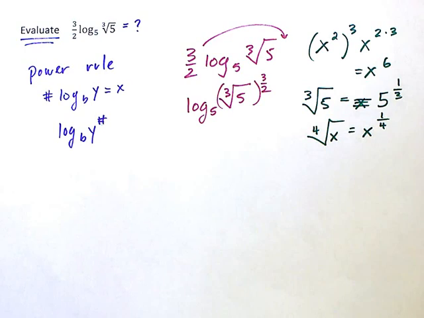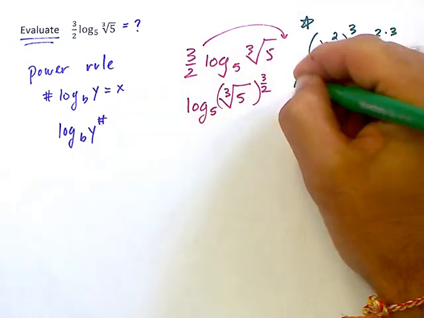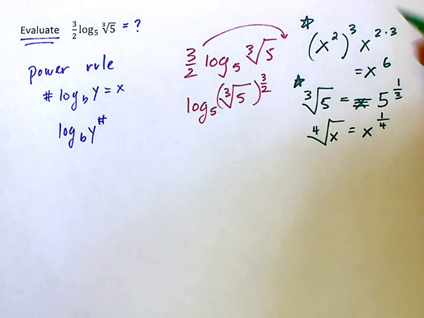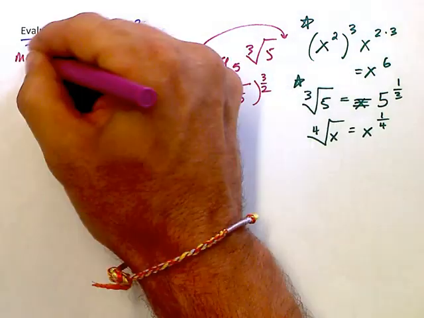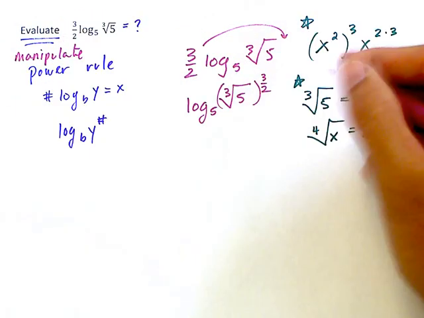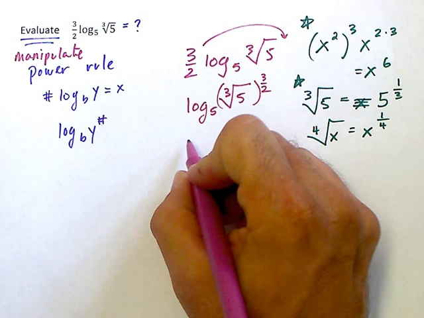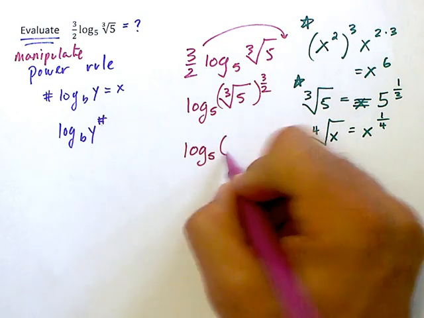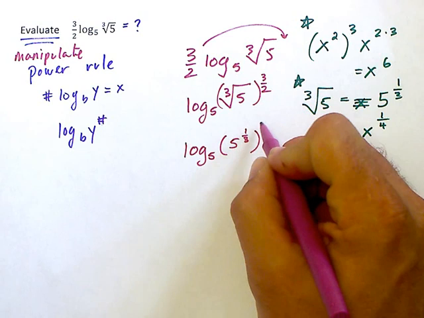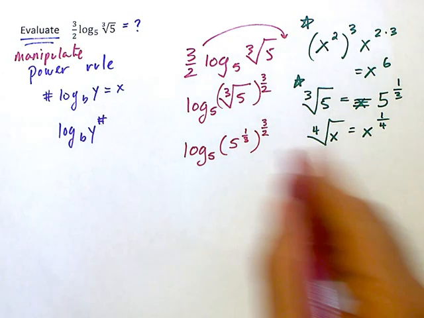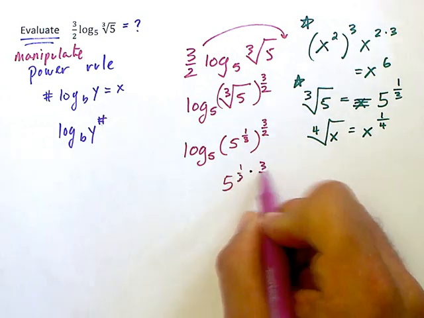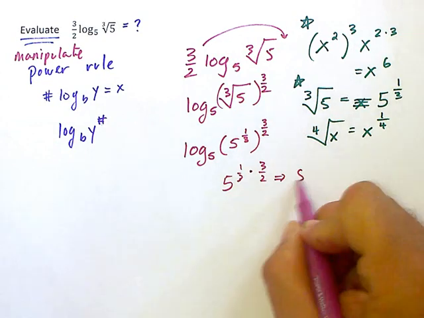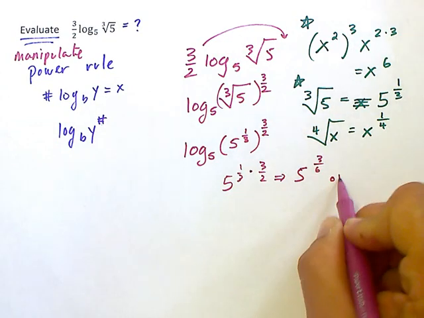So that's another fundamental math rule which can be applied here and allows me to evaluate, right? Or we could say manipulate, because that's what math is. You're manipulating the numbers using rules. So we're going to look at this like log of 5 to the 1/3 raised to the 3/2. And if I'm multiplying, 5 to the 1/3 times 3/2, I'm going to get 5 to the 3/6, or 5 to the 1/2.